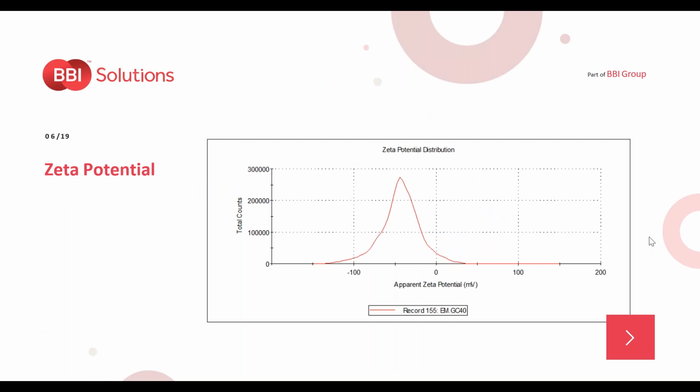So in the next diagram, we can see an actual measurement we've made at BBI of the zeta potential of some of our 40 nanometer gold colloid. And from this diagram, we can see that there is a single peak at around minus 40 millivolts. This indicates that we've got good particle stability, we've got a good level of charge. The particle stability of the colloid is conferred by this net negative charge of the particles.